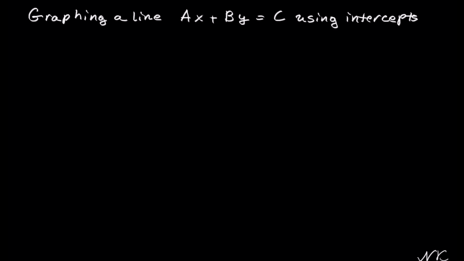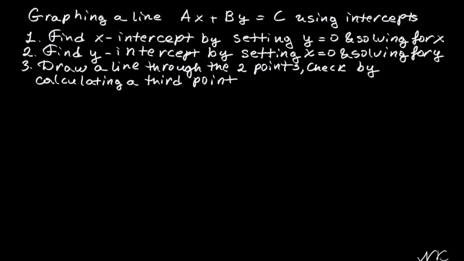Hello, in this video we will talk about graphing a line in standard form, ax plus by equals c, using intercepts. So the algorithm for graphing using x and y intercepts: first you find the x-intercept by setting y equal to 0 and solving for x. Then you find the y-intercept by setting x equal to 0 and solving for y, and you draw a line through the 2 points, and you check your work by calculating a third point.